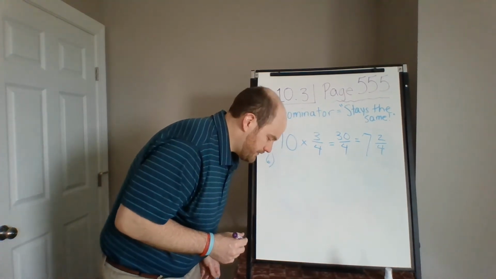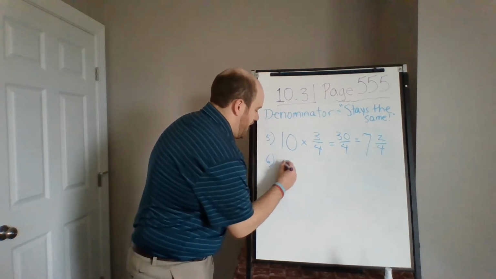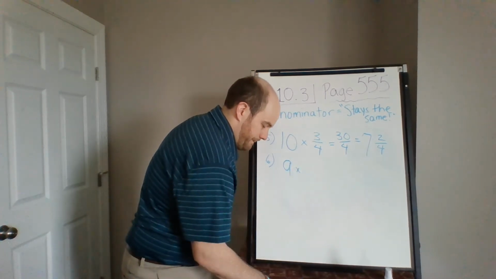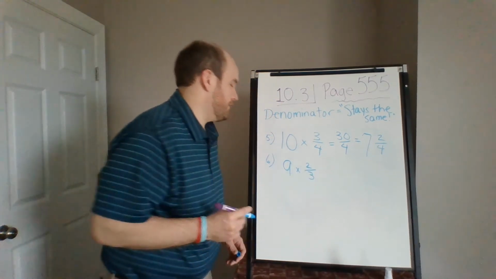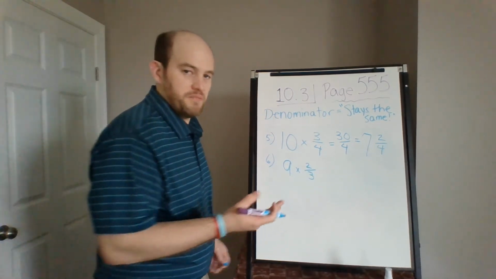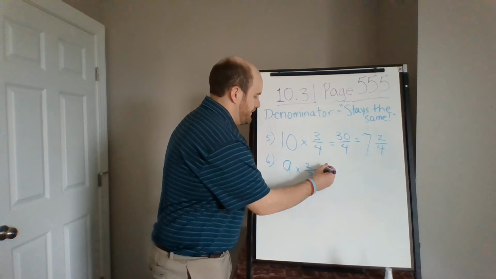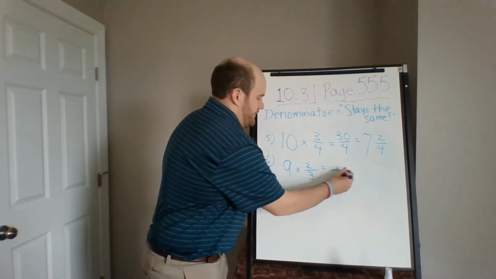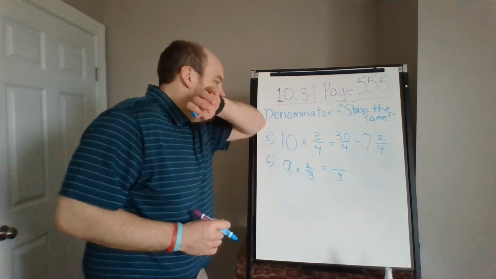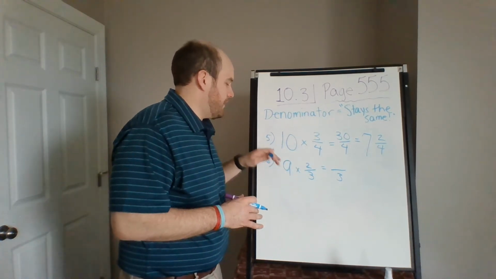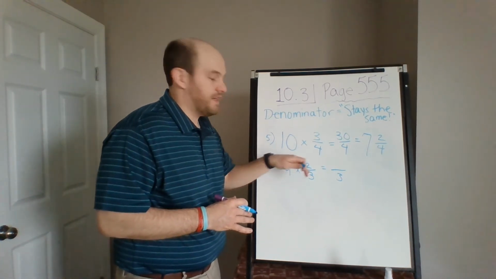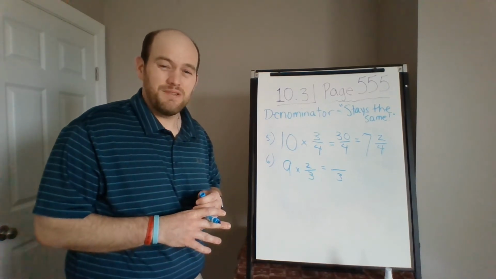It says calculate the total length needed to decorate 9 boxes times 2/3 yards of ribbon. All right, okay, I think I can do this one. I think you can too. Our 3 stays the same. So now we got to multiply our numerators. 9 times 2. 9 times 2.